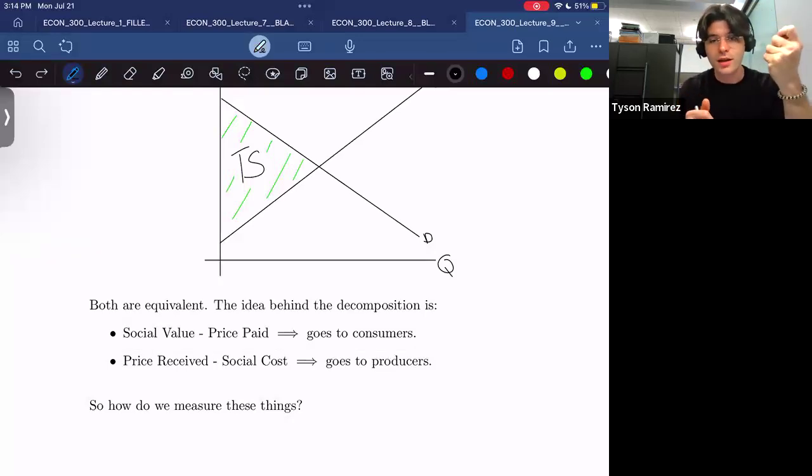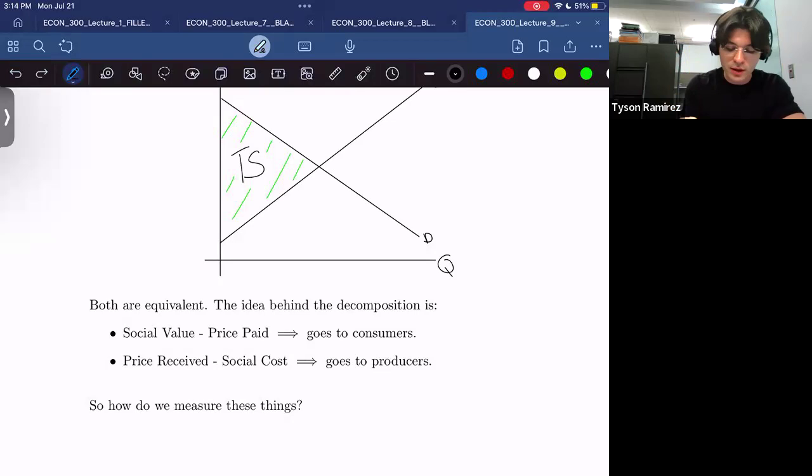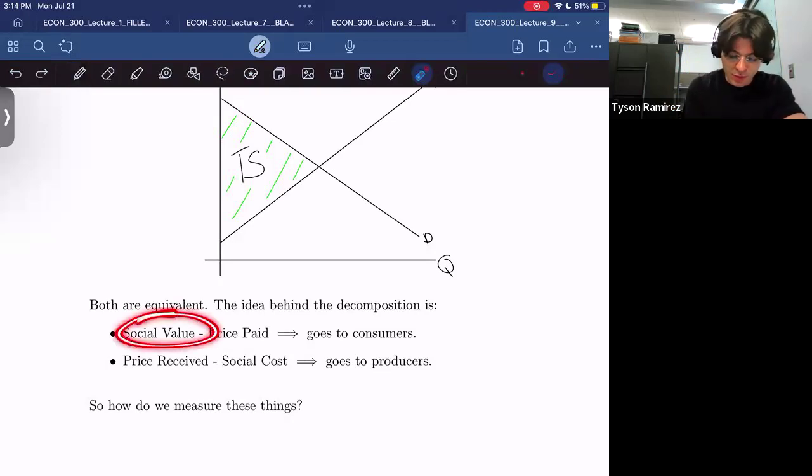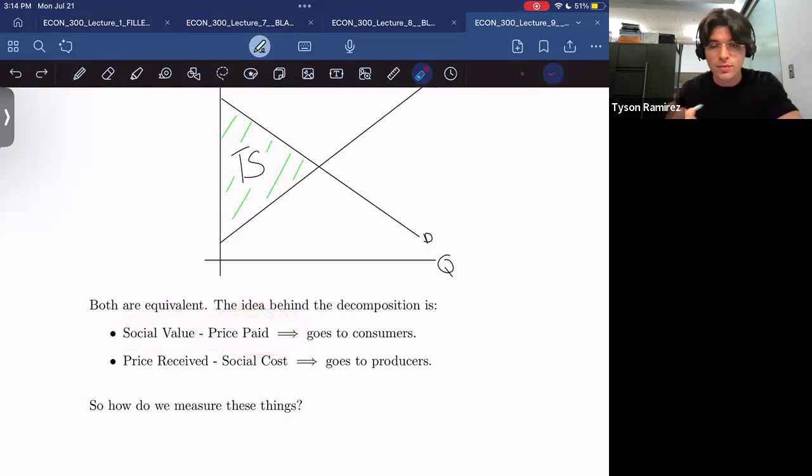So that's the benefit, but we must always subtract out the cost. For the consumers, the cost is the price paid. So this is what the consumer gets. That's their benefit, and their cost is the price they have to pay. On the other hand, what about for the firms? Well, their benefit is the price that they receive, the price that they sell the something for. And the cost they have to pay is whatever the social cost is.